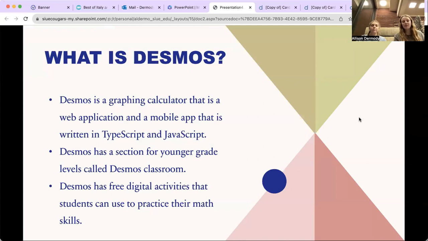So what is Desmos? Desmos is a graphing calculator that is a web application and also a mobile app. It's written in TypeScript and JavaScript. Desmos does have a section for younger grades called Desmos Classroom, and this has free digital activities that students can use to practice their math skills.